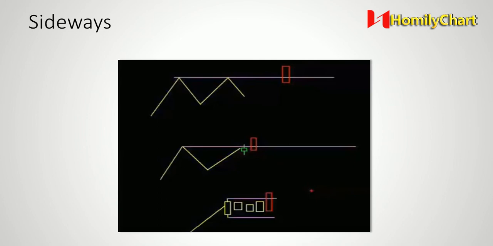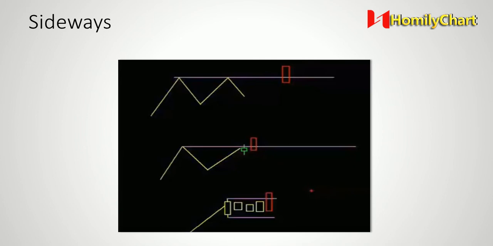The first pattern, sideways, then maybe in the future the price will break out upward. The second one, the price drops, then goes up and breaks out. The third one, the price goes up, then sideways, then up to break out. Which pattern will you choose? If you see three stocks like these three patterns, which pattern will you select?